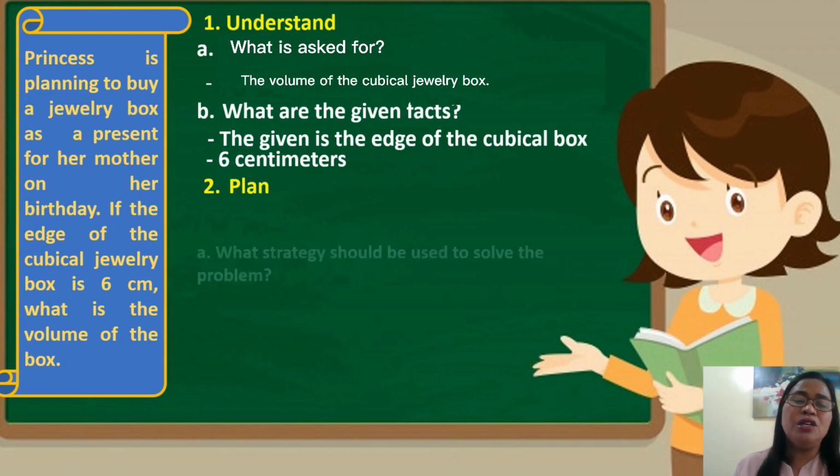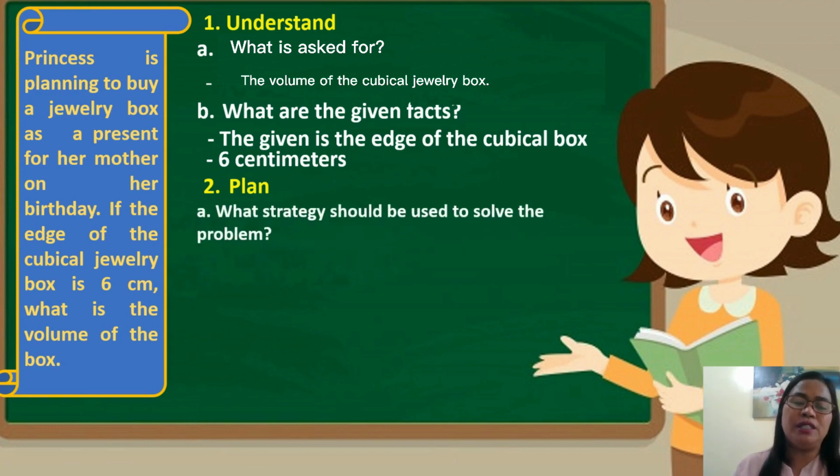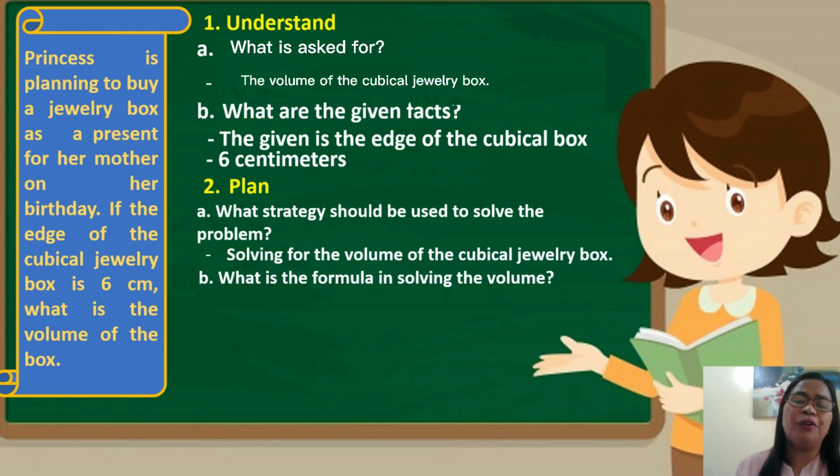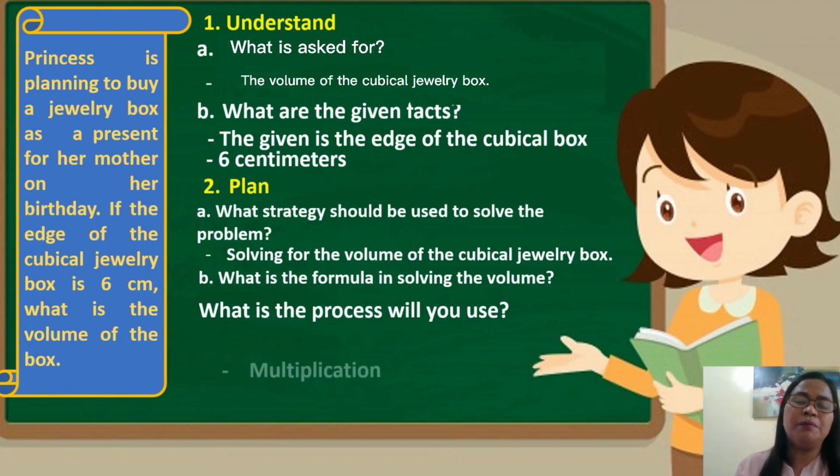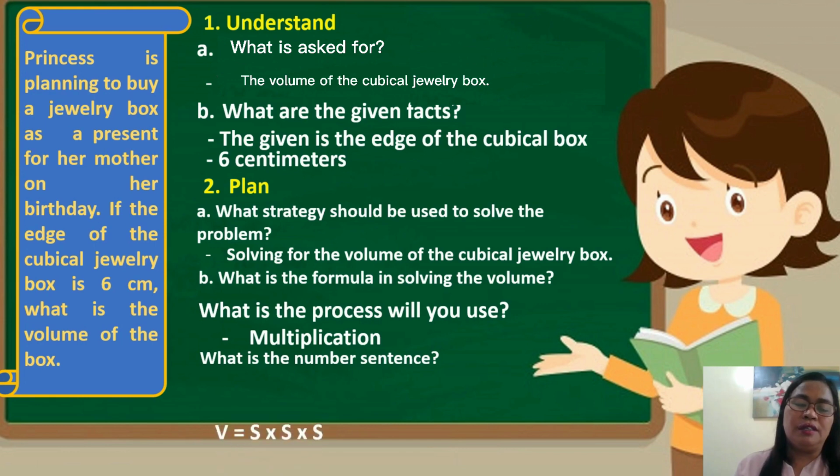And in planning, you must also know what strategy to use to solve the problem. In the problem, you're going to solve for the volume of the cubical jewelry box. What do you think is the formula in solving the volume? And what process will you use? Very good. We must use multiplication. Who can now give me the number sentence or the formula? Yes, the formula is volume equals side times side times side.